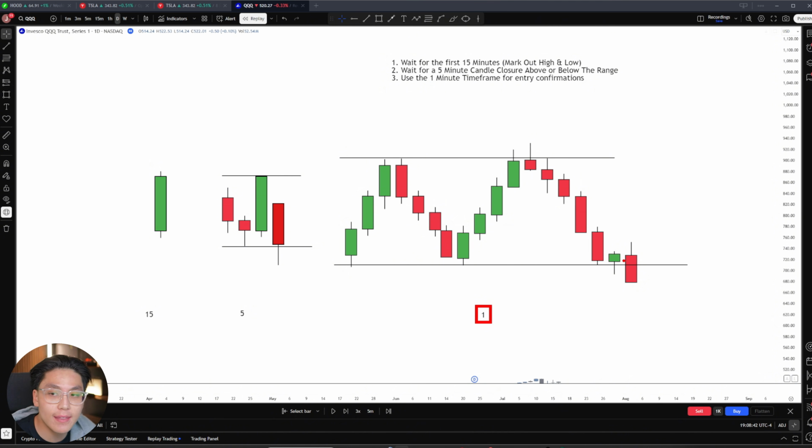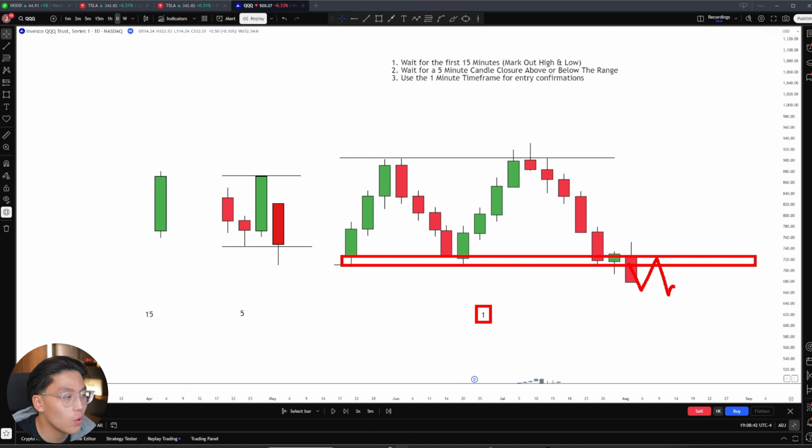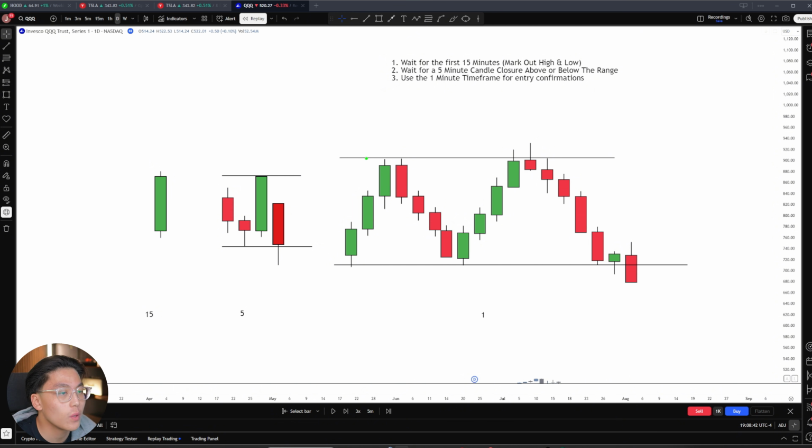Once we get that confirmation candle, which is going to be that candle closure above or below your 15-minute opening range, now we can go into the lower time frame, the 1-minute, to look for potential trading opportunities. What we'll be looking for in this case is the break below and hold underneath your 15-minute opening range for continuation towards the downside. Or if we were bullish and we had a 5-minute candle closure above your 15-minute range, then we'd be looking for continuation towards the upside.